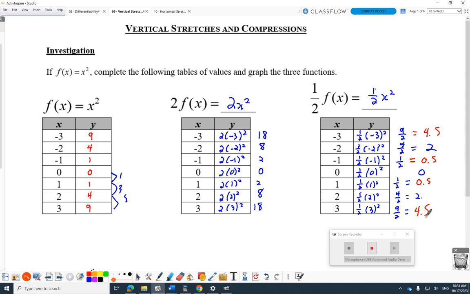Well, so far, Mr. Todd, all you did was take x squared and multiply it by 2. Multiply it by 2. What did I multiply by 2? That's the key to the lesson. What values got multiplied by 2? The y values. The y values got multiplied by 2. The x values stayed the same.